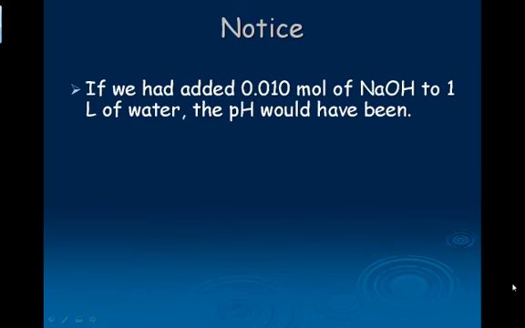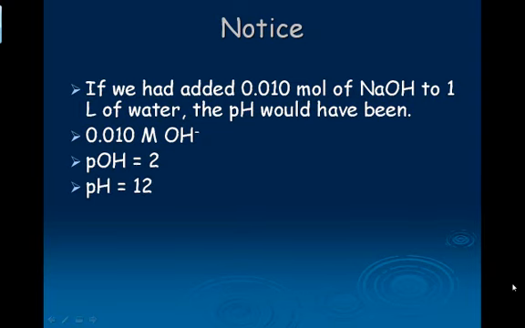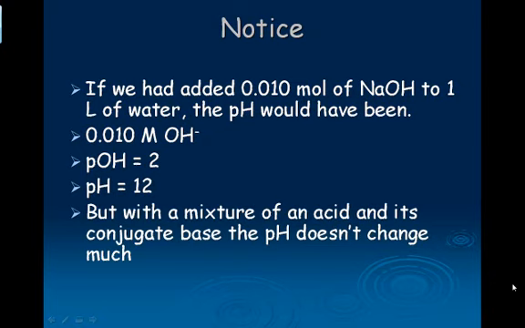Now notice, if we had added 0.010 moles of sodium hydroxide alone, it would have been 0.010 M OH minus, pOH would have been 2, so the pH would have been 12. But with a mixture of the acid and its conjugate base, the pH does not change very much at all. That mixture is called a buffer. Recall, the buffer that we calculated the pH of was 4.44, and after adding the base it had only gone up to 4.47, so very little change there.